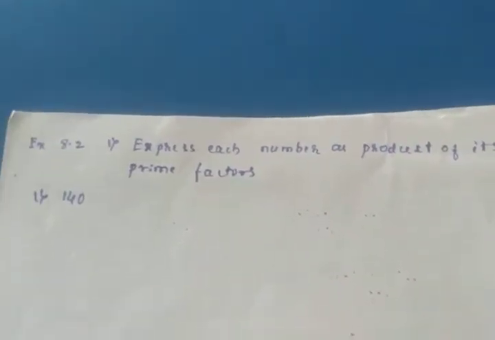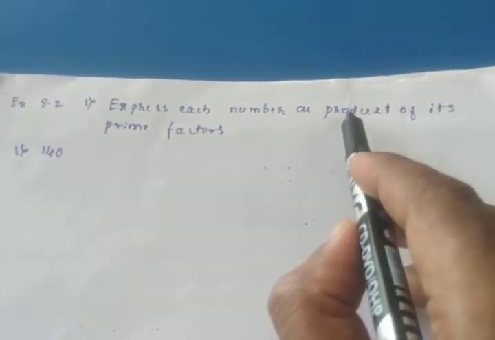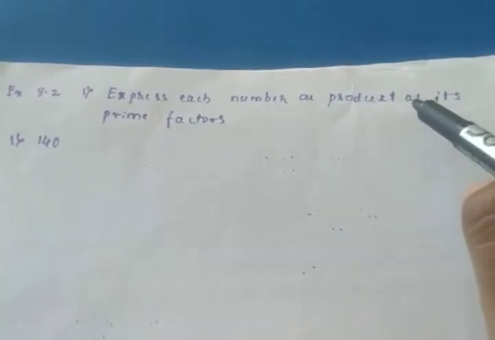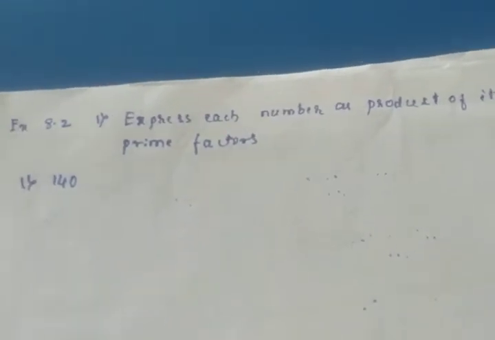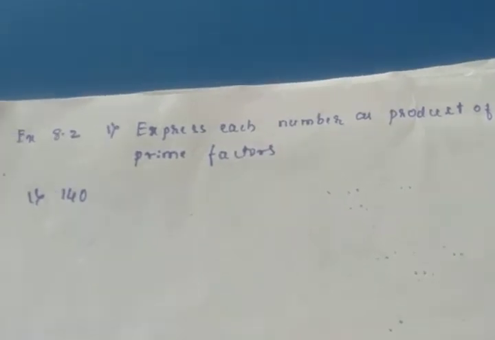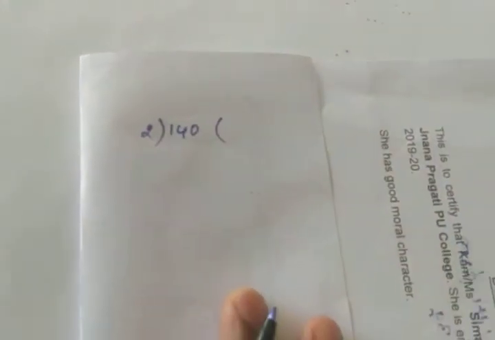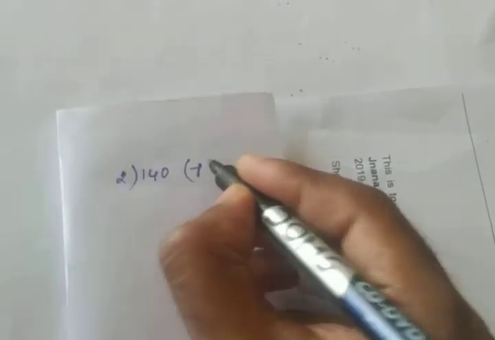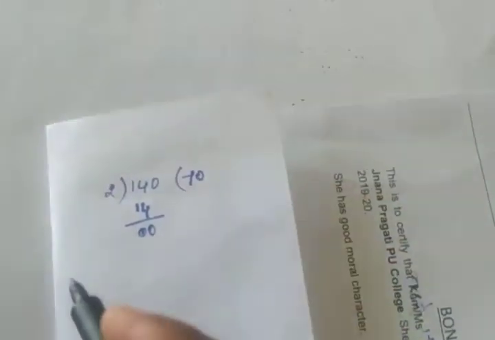So in this exercise 8.2, they have asked us to express each number as a product of its prime factors. So we have to write the multiples of the prime factors for 140. To find the product of the prime factors for 140, first we choose the number 140. The least prime factor is 2. 2 sevens are 14, the remainder is 0, again 0. So the quotient is 70.